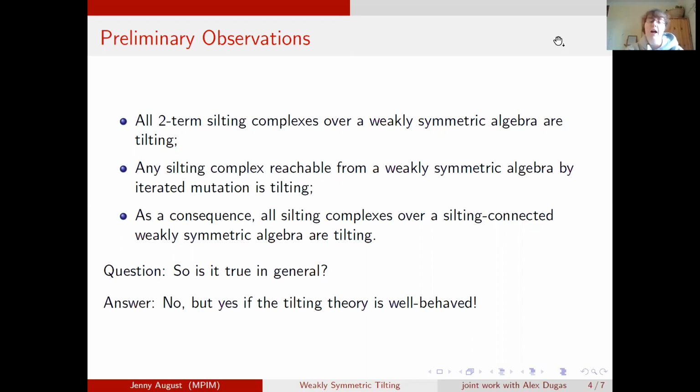However, although we show that it's not true in general, we do also show that it is true if the tilting theory of your algebra is well behaved. So this is essentially our paper in a nutshell. So then I just want to give some more details about it.